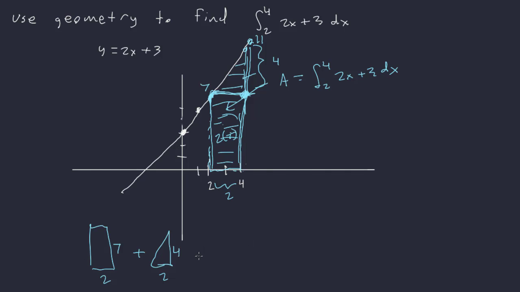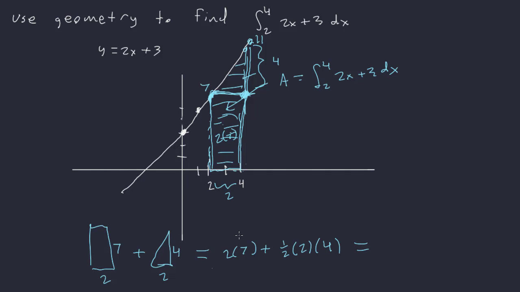So when we talk about the area, that's going to be the area of the rectangle, that's just 2 times 7, plus the area of the triangle, which will be 1/2 times 2 times 4, right? The area of a triangle is 1/2 base times height.